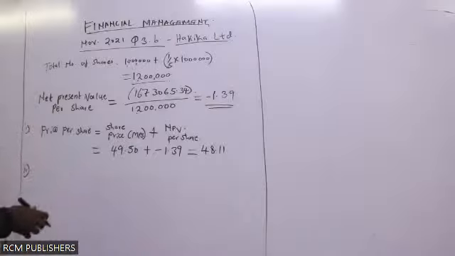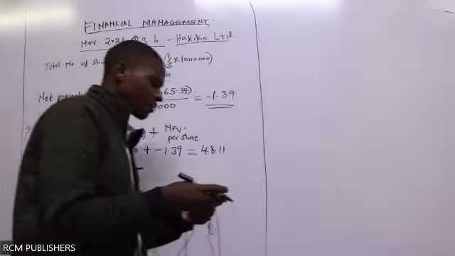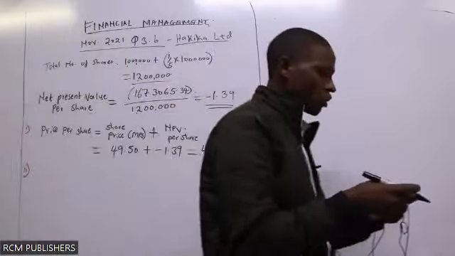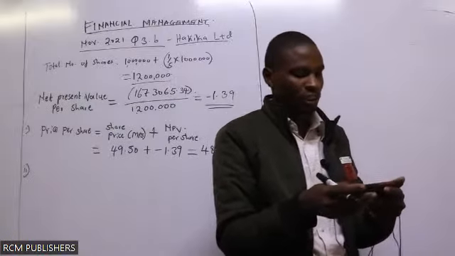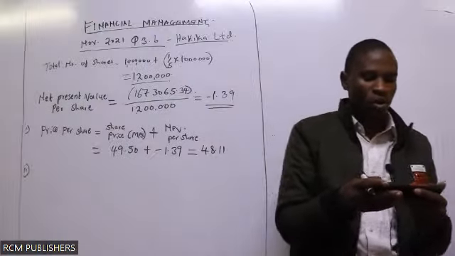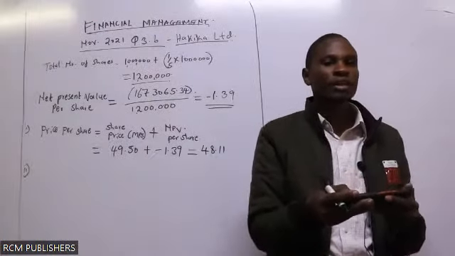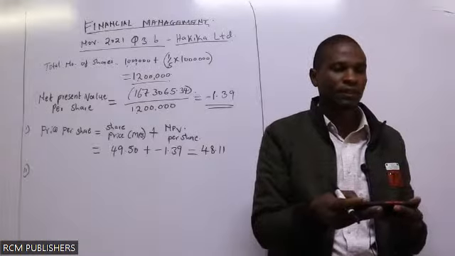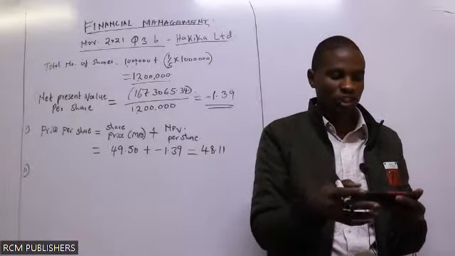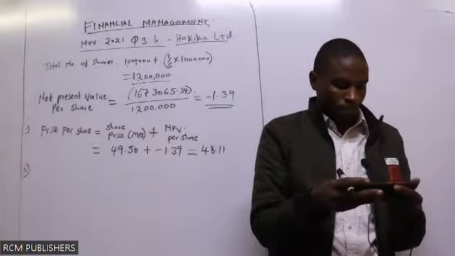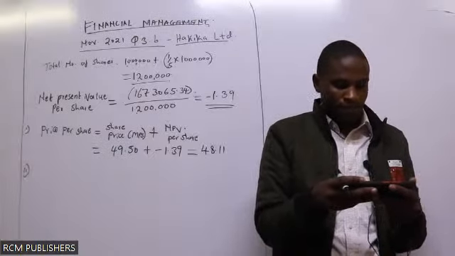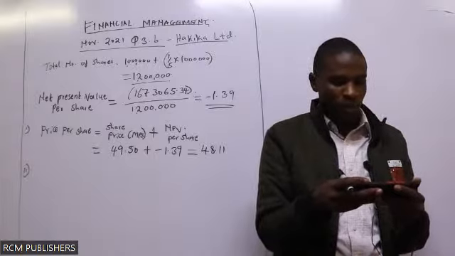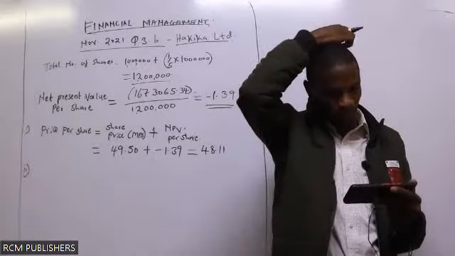For Roman number 2, the examiner wants us to compute the theoretical ex-right price of the share. How do we compute this? For this one, you can look at the fourth sentence.